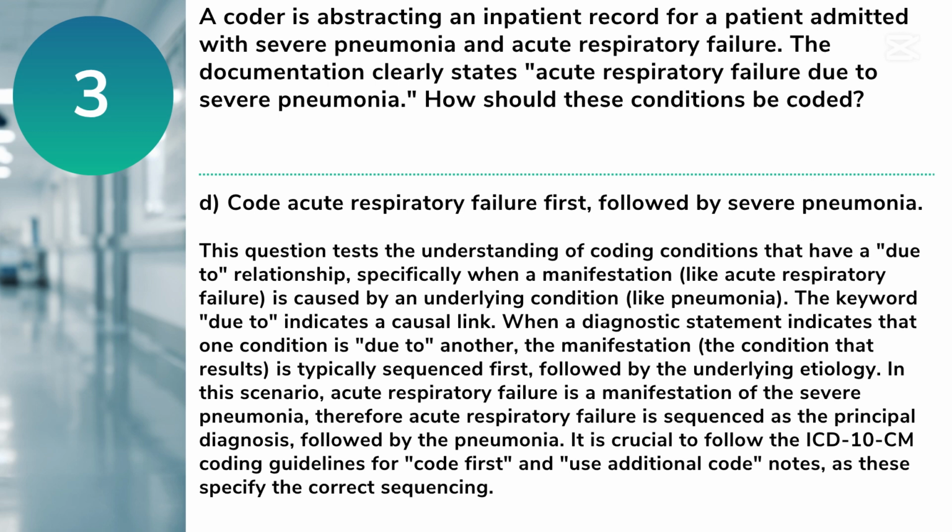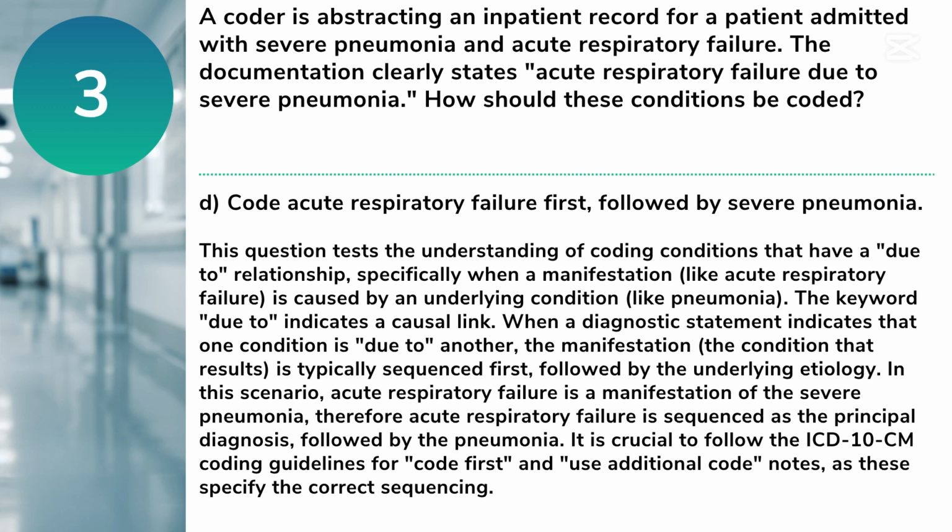This question tests the understanding of coding conditions that have a due-to relationship, specifically when a manifestation, like acute respiratory failure, is caused by an underlying condition, like pneumonia. The keyword due to indicates a causal link. When a diagnostic statement indicates that one condition is due to another, the manifestation, the condition that results, is typically sequenced first, followed by the underlying etiology.